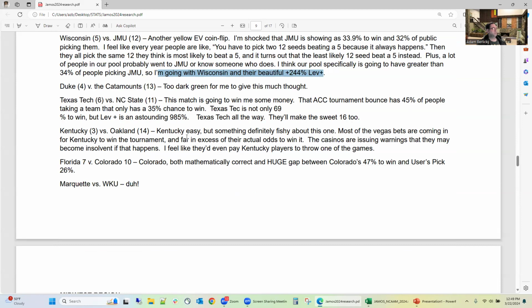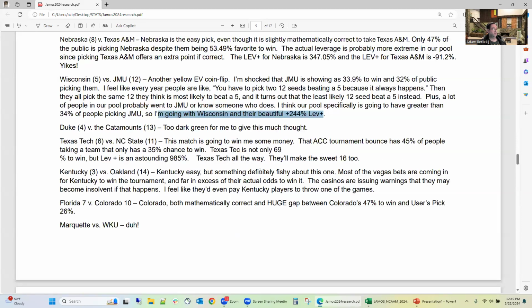Next, Kentucky versus Oakland. This is an easy pick of Kentucky for me, but I've been reading stuff about this. There's something very fishy about this one. There's articles talking about casinos becoming insolvent because so much dark money is coming in on Kentucky. So much of the public is betting Kentucky to win the whole tournament that a lot of the casinos are not going to be able to handle it if it actually happens. They're going to be in trouble. So I'm suspicious. What are they going to do? Pay off Kentucky players or refs? There's something shady about this game. I wouldn't be surprised if Oakland won.